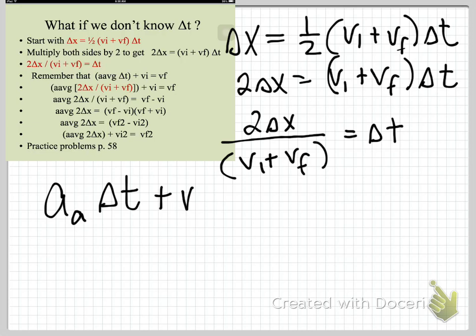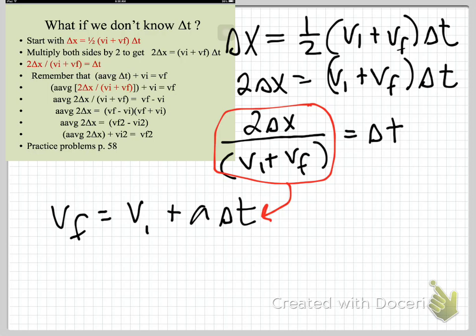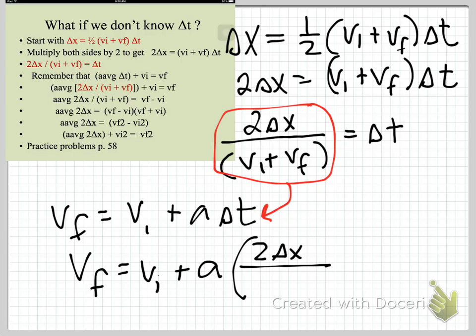Actually, let me reverse that. Hold on. Vf equals vi plus a delta t. We can now take this. Oh yeah, this is a much more elegant rearrangement. I forgot. And we can do the following. Vf equals vi plus a times the quantity 2 delta x over (vi plus vf).